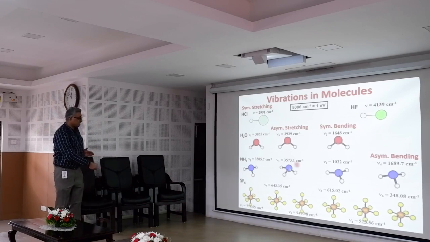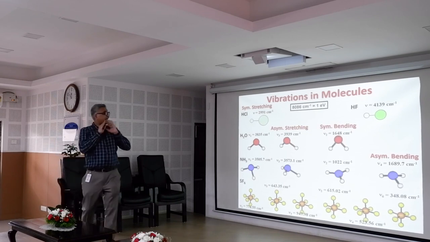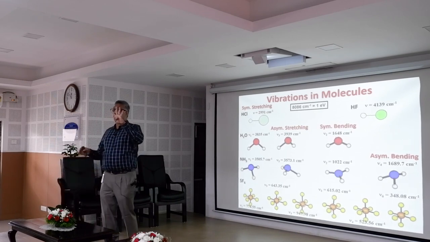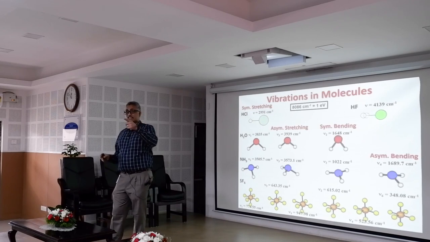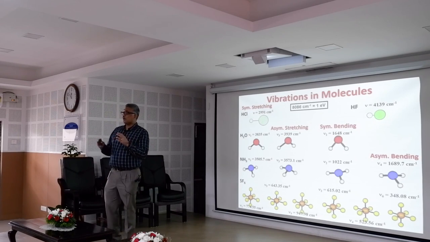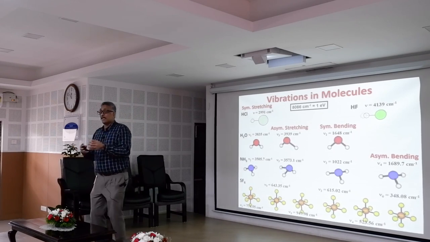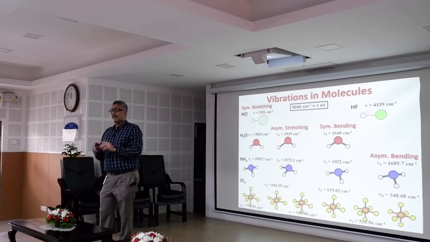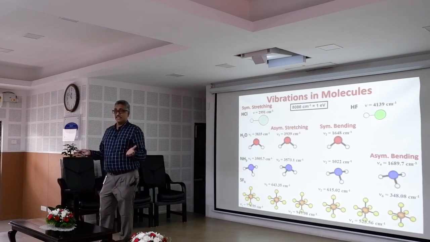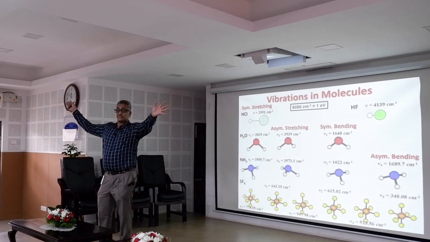So here is a symmetric stretching, this is asymmetric stretching, these two. Here it is symmetric bending, this is asymmetric bending. So you can see any vibration can be collapsed into four types of vibrations: symmetric stretching, asymmetric stretching, symmetric bending, asymmetric bending. Okay? So this is all. And it always depends on what kind of bonding exists. Today, even if I take a protein, a protein has 20,000, 30,000 atoms.